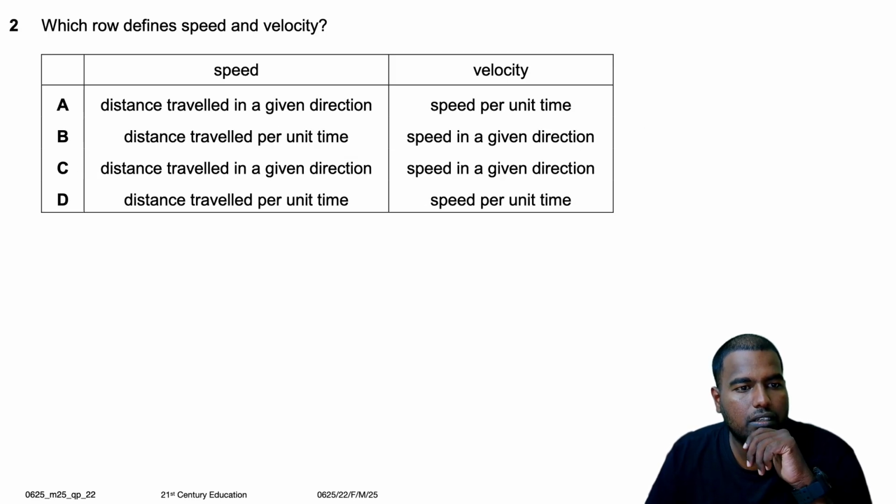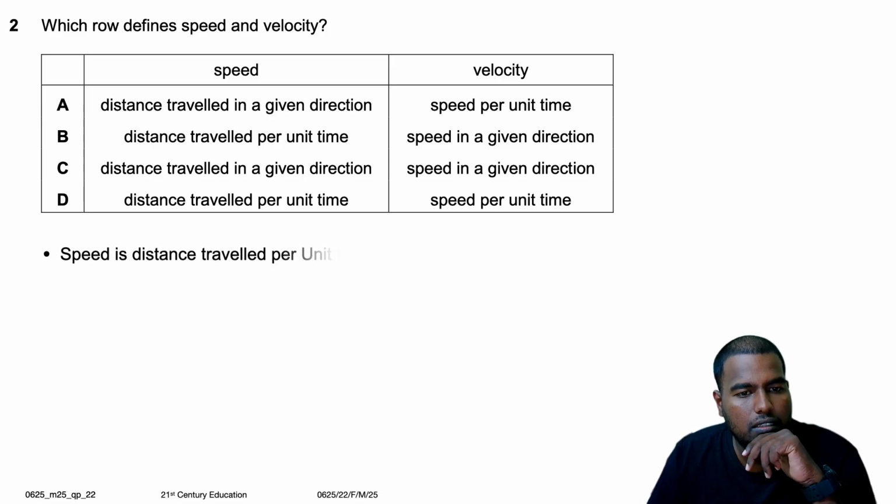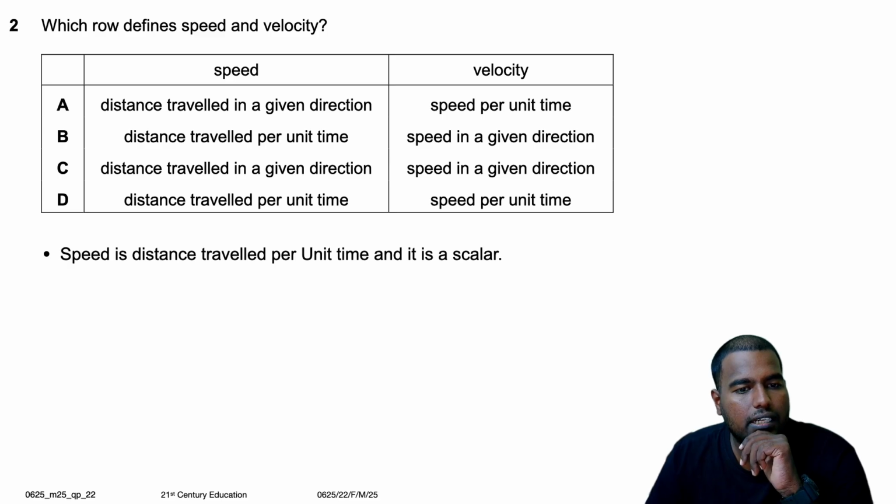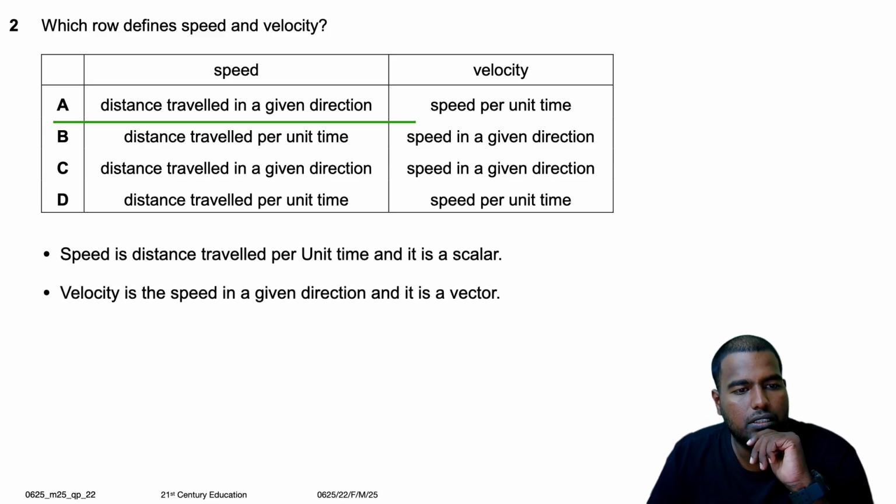Which row defines speed and velocity? Speed is distance traveled per unit time. It's a scalar, and velocity is speed in a given direction. It's a vector. So option B.